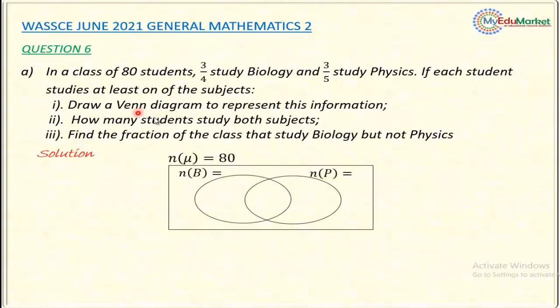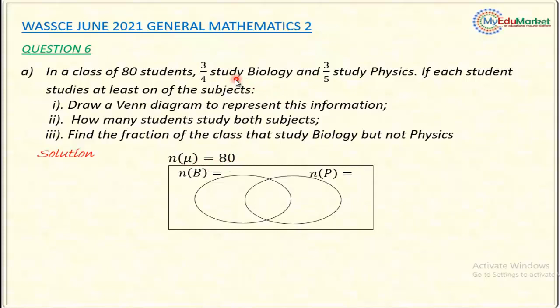So the Venn diagram looks like this. I have a rectangle to represent the entire set, the larger set, that is the universal set. In this case it is the class. And I have the number of elements, so the number of students in that class is 80. So n of the universal set is 80.